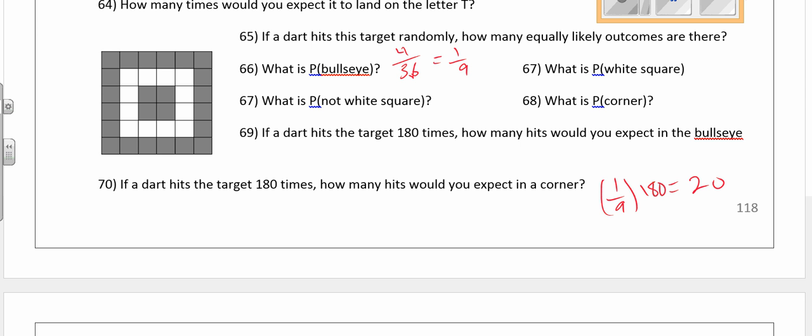And on problem 70, if it wants to know if we threw the dart 180 times, how many times would you expect it to hit in a corner? Well, there's 1, 2, 3, 4 corners. So 4 divided by 36 gives us, again, a probability of 1/9. Times 180 total throws, we'd expect 20 times to hit the corners.